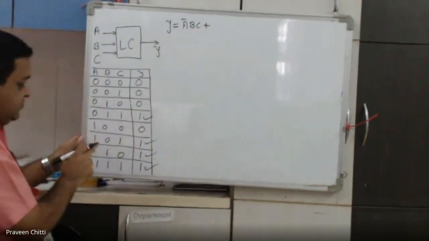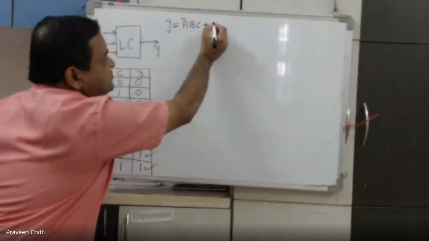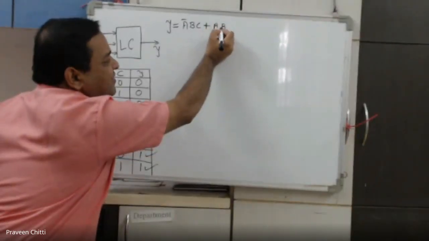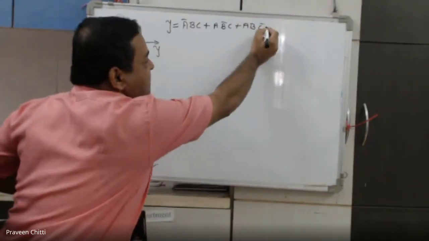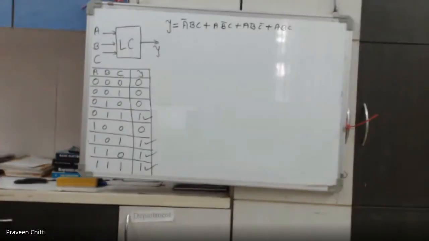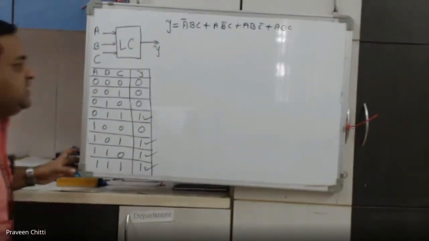What is the second term? A B bar C. Then the third term is A B C bar, and the last one is ABC. This is what is called the SOP equation, the SOP expression.